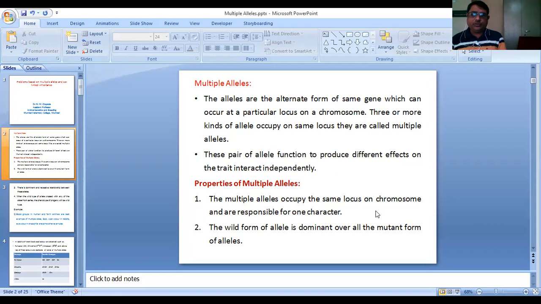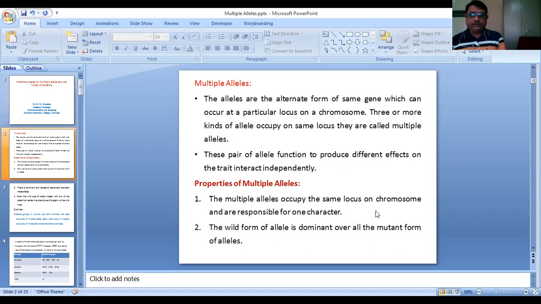Now, in a normal case, we know that all the characters of individuals are governed by genes, and each gene has two copies of allele. One copy is received from the father, while the other copy is received from the mother. But in the case of multiple alleles, this is a different concept. Here, there are many alleles at a single locus. So when three or more kinds of allele occupy the same locus in a chromosome, we call it a multiple allele.